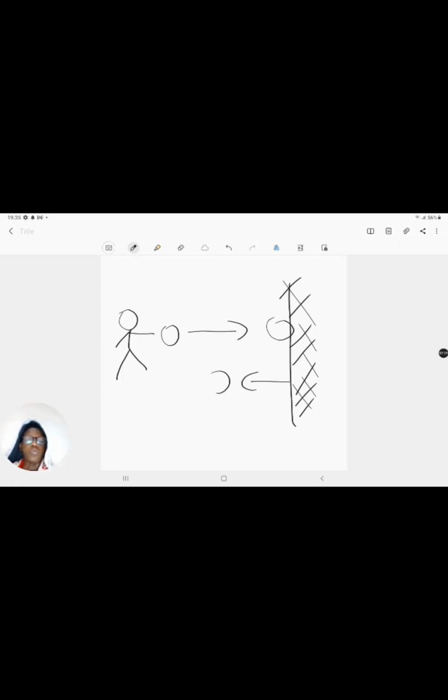Let's redraw that scenario again. You've got that same person there. The person throws the tennis ball towards the wall. The tennis ball hits the wall, bounces off the wall, and moves away from the wall. The ball has a certain initial velocity before bouncing off the wall, and a certain final velocity after bouncing off the wall.